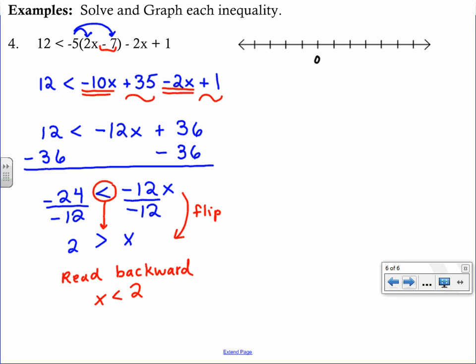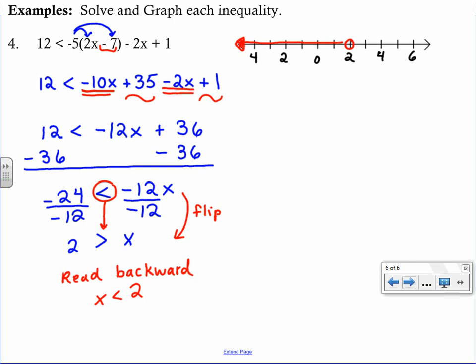And again, I think I'll just go by 2's. A little bit less work to label. And our endpoint here is 2. It is an open circle because we're looking for numbers less than 2. It can't be equal to 2. And then we are going to shade off to the left.